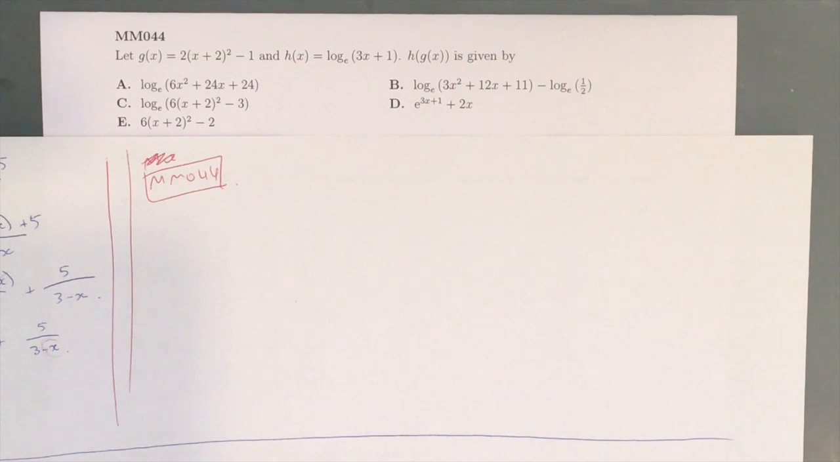Hey guys, this is question MM044 of the Maths Methods Sharpened Study Guide. How to find a composite function when you've got two other functions.